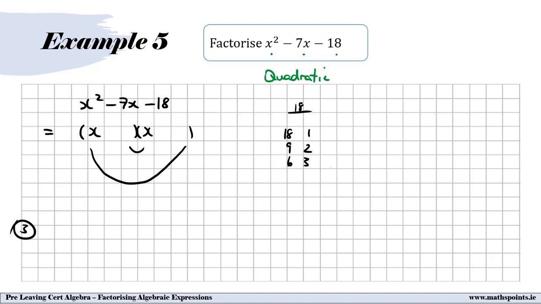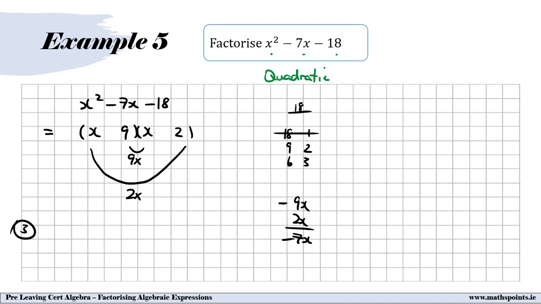So I know that 18 and 1 is not the correct pair for this. I'm going to try 9 and 2, so I'll put 9 in the first bracket and 2 in the second bracket. And probably most people will have seen very early on when they wrote down the sum that 9 and 2 will combine to give the 7. So let's do the 3 checks again. X by x is x squared, that's fine. 9 times 2 is 18, that's fine. And then the product of the inner 2, 9x, and the product of the outer 2, 2x, they can combine to give minus 7x. Now to figure out the signs, let's write down 9x and 2x, and underneath that we need to try and make minus 7x.